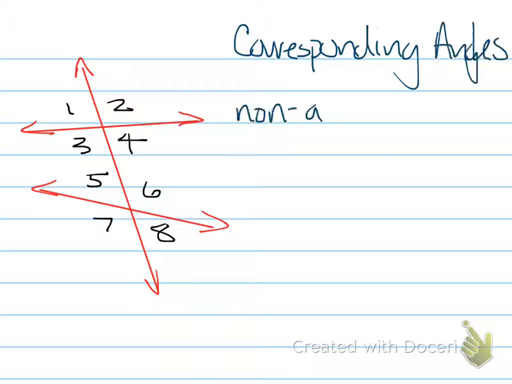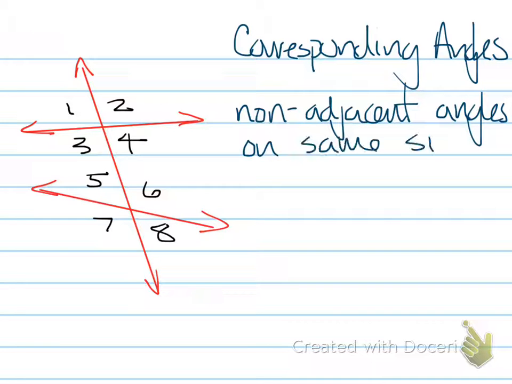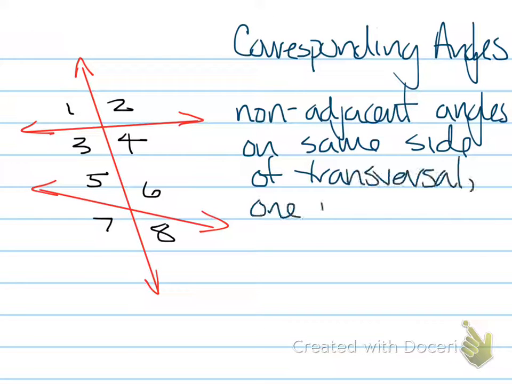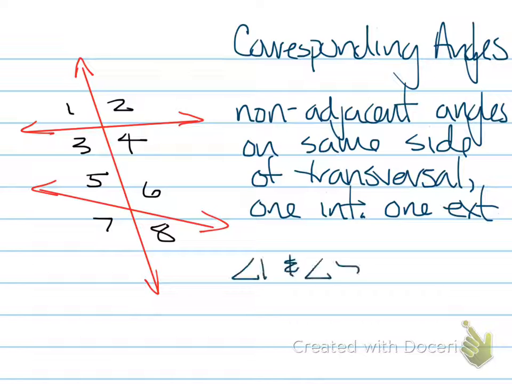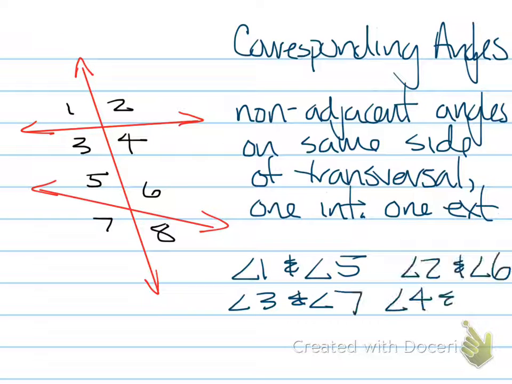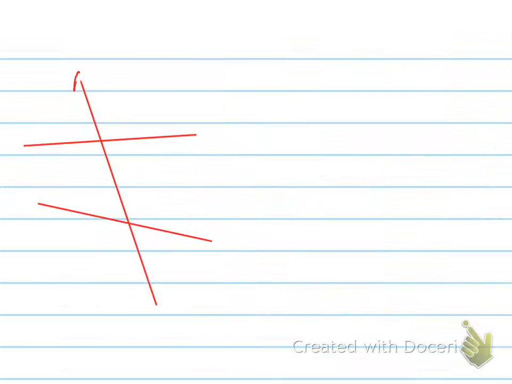So first we need to identify the corresponding angles. Corresponding angles are the non-adjacent angles on the same side of the transversal. One is interior and one is exterior. So angles 1 and 5 are corresponding angles. Angles 3 and 7 are corresponding angles. Angles 2 and 6 are corresponding angles, and angles 4 and 8 are corresponding angles.